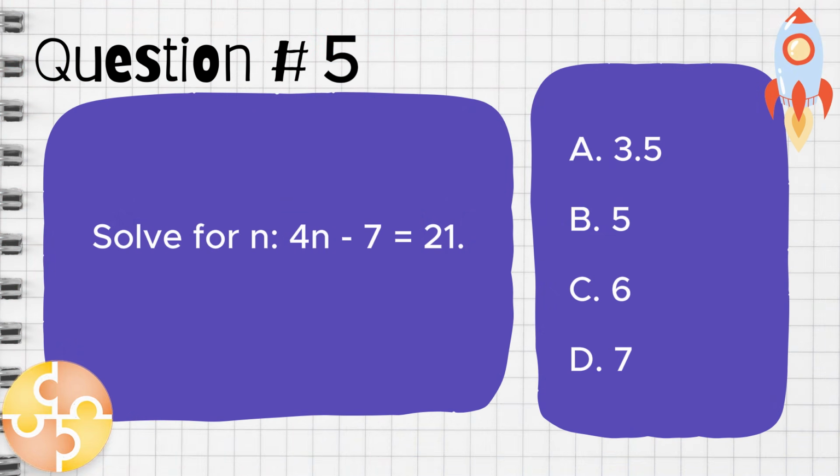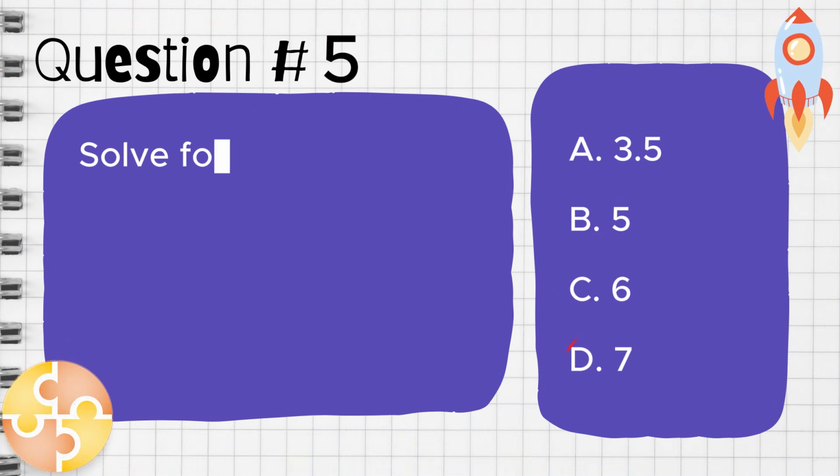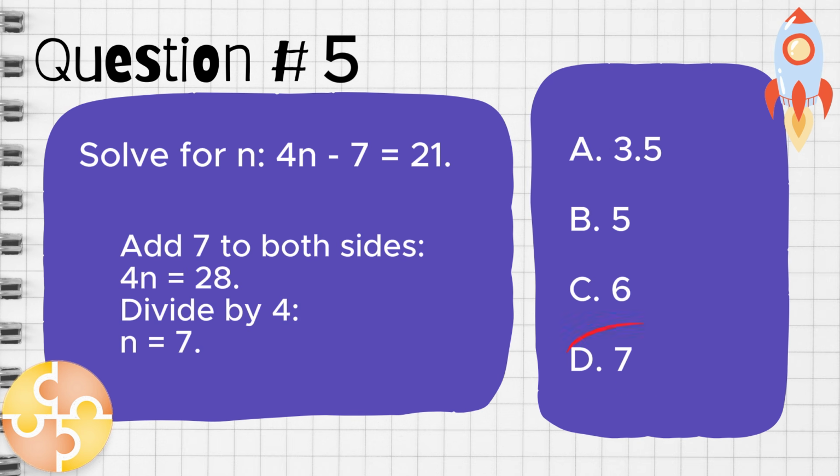Time's up. The correct option is D. 7. Here's why. Add 7 to both sides. 4n equals 28. Divide by 4, n equals 7.